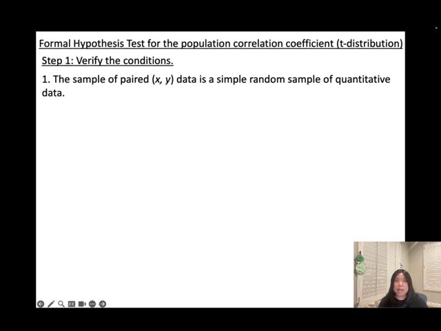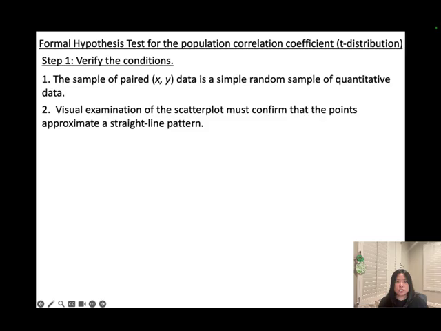Now, let's look at how to perform hypothesis tests for the population correlation coefficient. We'll be using the t-distribution. First, verify the conditions. The sample of paired data is a simple random sample of quantitative data. Visual examination of the scatter plot must confirm that the points approximate a straight-line pattern.